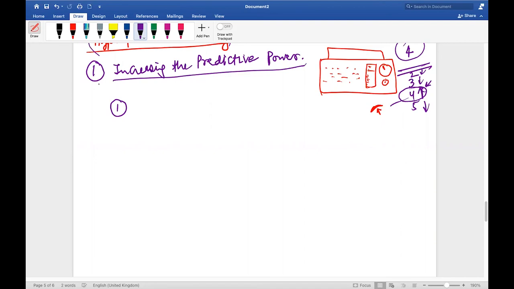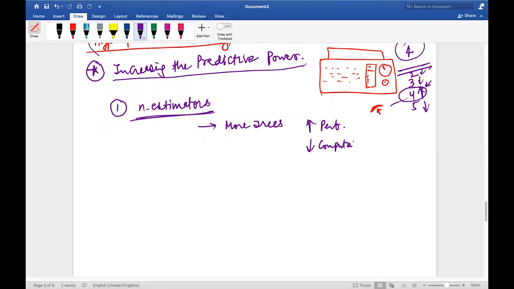Yes. Now let's categorize this, and let's say for increasing the predictive power, n_estimators is one of the parameters we use, right? What is an estimator? It is the number of available trees, the number of estimators that I have at that point of time. Now let's say if we have more trees, what will happen? Your performance will increase or decrease? Increase. Yes. And what will decrease? Your computational power. Your speed will decrease.